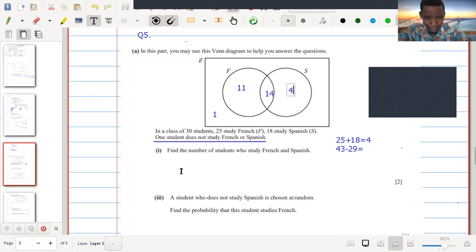Now answer the question. Find the number of students who study French and Spanish at the same time. French and Spanish, it's obvious, they're here. French and Spanish, there are 14 students there.